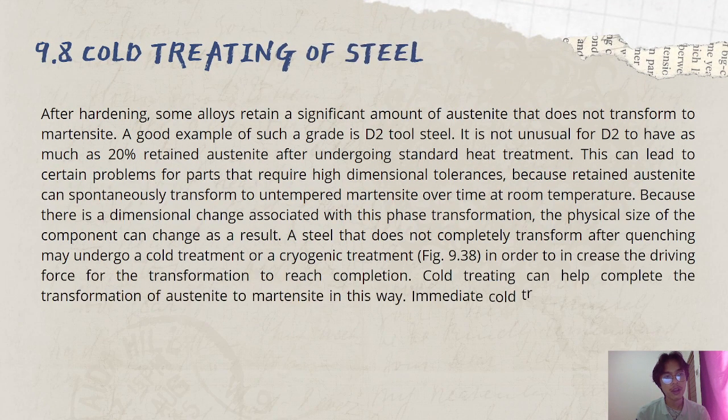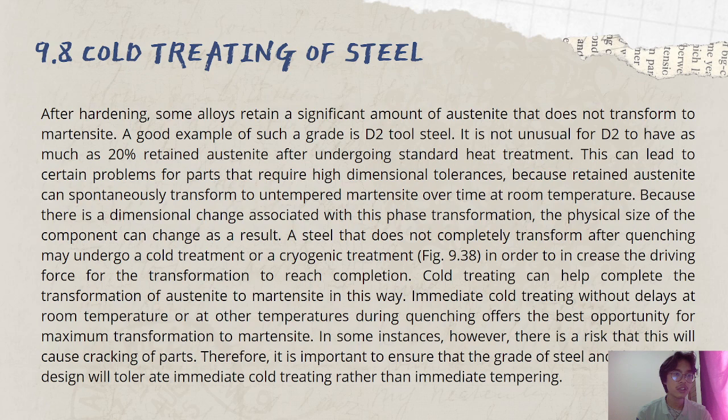In 9.8 is cold treating of steel. After hardening, some alloys retain a significant amount of austenite that does not transform to martensite. A good example of such a grade is D2 tool steel. It is not unusual for the D2 to have as much as 20% retained austenite after undergoing standard heat treatment. This can lead to dimensional stability problems for parts that require high dimensional tolerance.